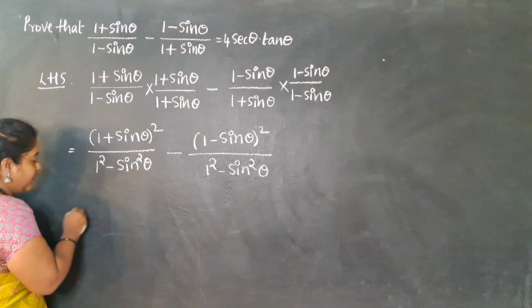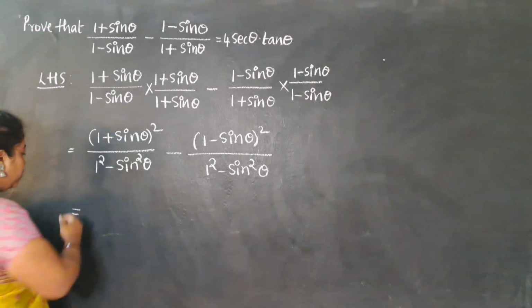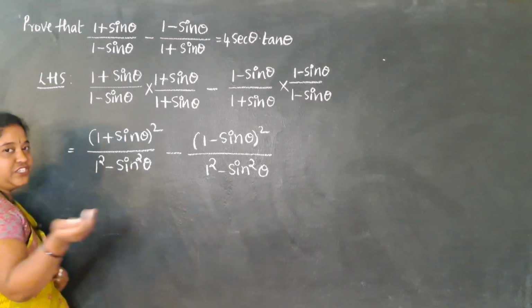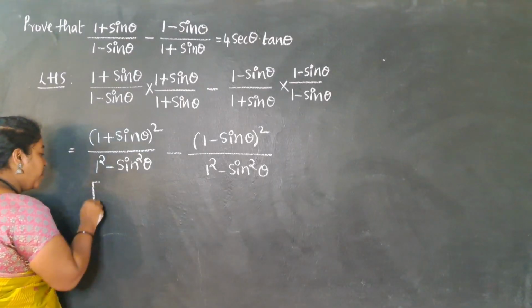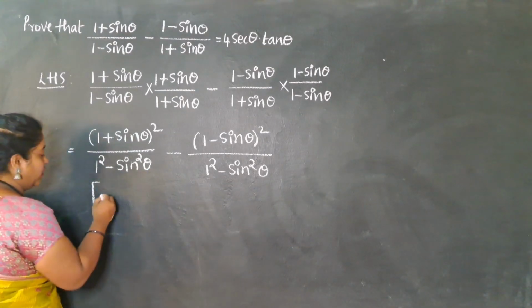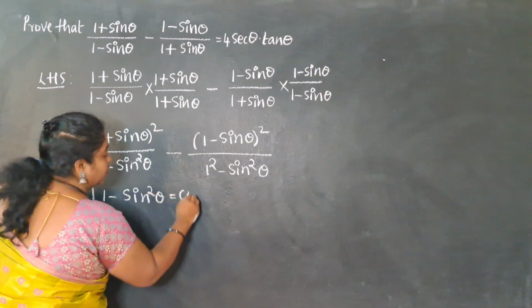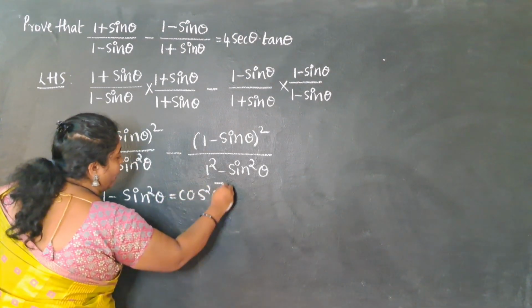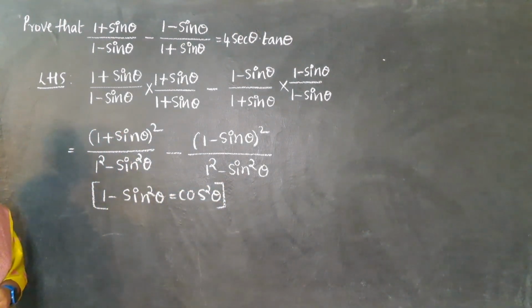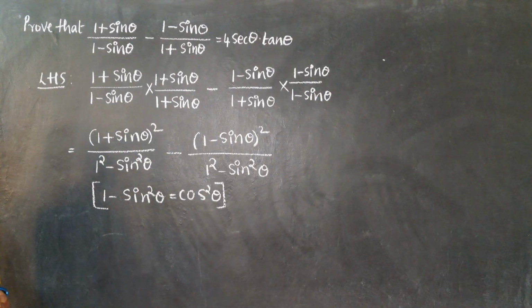Now dear, see here. Again, I have to use a trigonometric identity. Which trigonometric identity comes into your mind? Look at the denominator part. 1 minus sine square theta is nothing but what? It is cos square theta. Means instead of 1 minus sine square theta, I am going to substitute cos square theta.